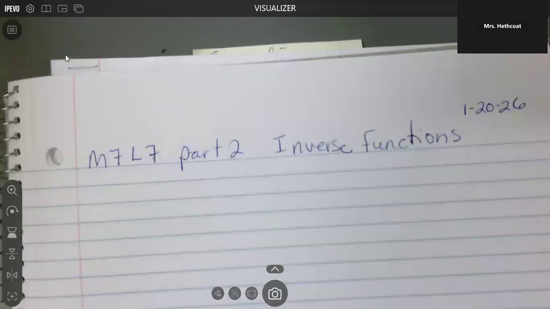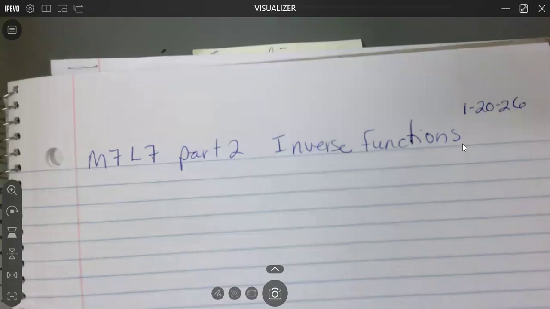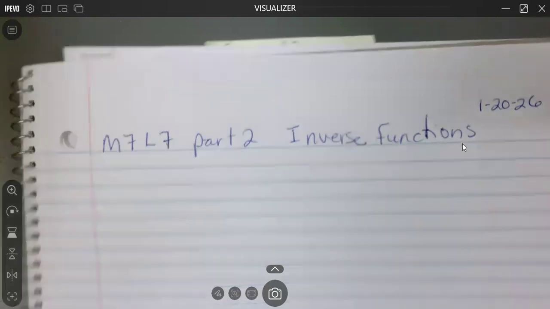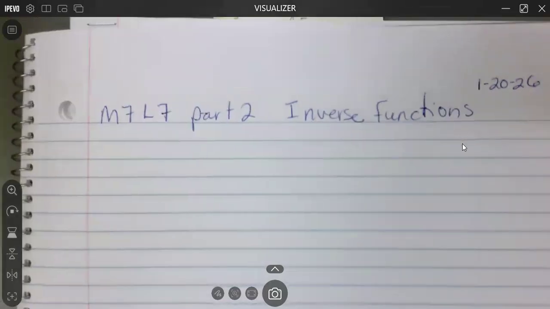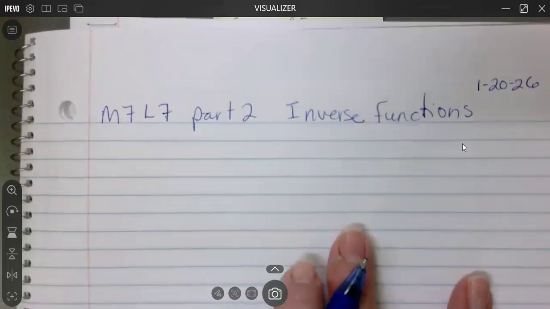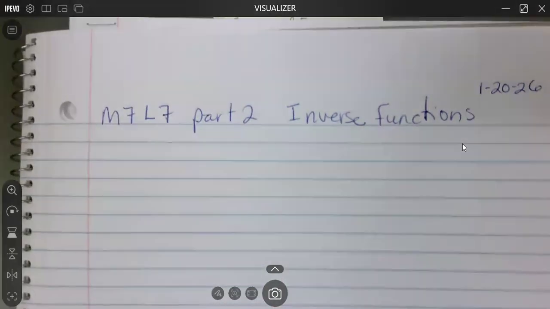Welcome everybody. Today we are going to work on Module 7, Lesson 7, Part 2. So this part will be inverse functions. We did a little bit on the HMH website, Task 2, to kind of have a look at it and see how it works. If you need me to make a video on that specific part, let me know. But here is what we did in class for note-taking and practice.